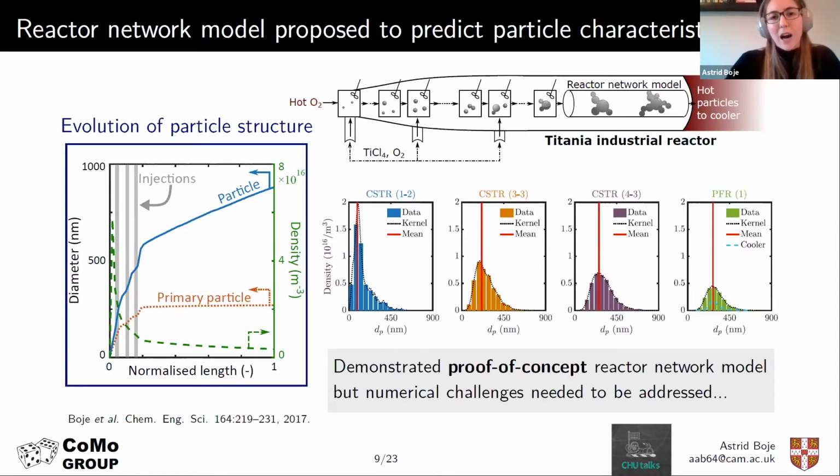However, what this work also highlighted is that this is a very computationally expensive model, so it runs for orders of days. And also it has a number of numerical issues in terms of robustness or responsiveness to choice of numerical parameters.